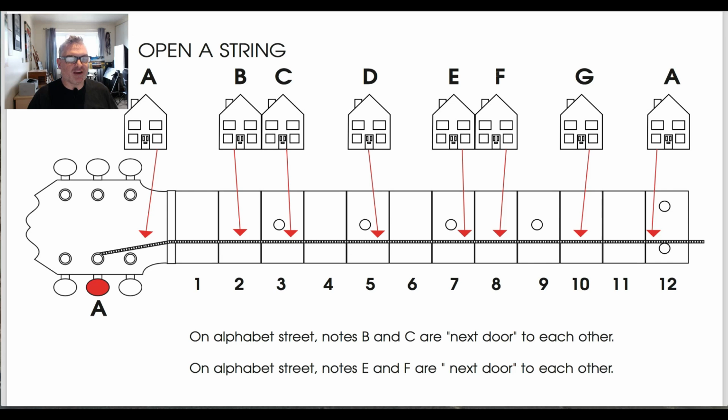So E and F are next door to each other. F and G, they are a tone apart. In the US, you like to call things steps and half steps. So if you want to think of it in that way, this probably makes sense, that B and C are a half step and C and D are a step away. You could think of it that way.